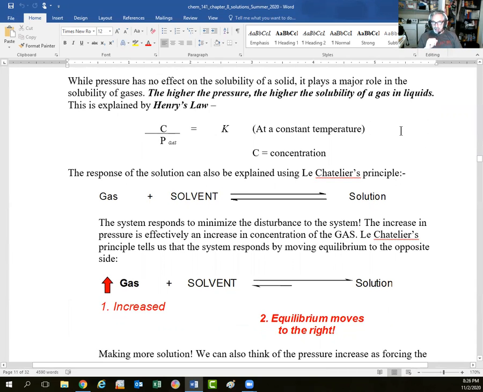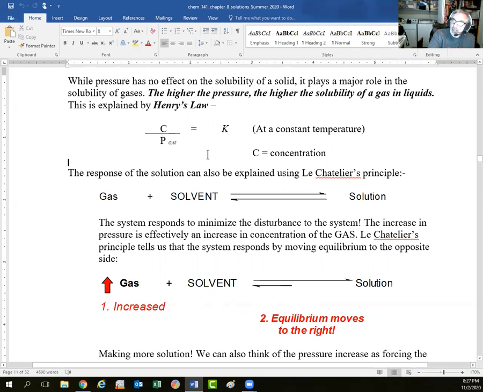Another factor we have to consider when looking at gases in solution is changes in pressure. Solids are not affected by changes in pressure, as we saw in chapter 6 with Le Chatelier's principle. As pressure changed, we only cared about the gases in the system. Only gases are affected. And this is described by Henry's law, which tells us that the concentration of the gas in solution divided by the pressure of the gas around it is equal to a constant. So if you increase the pressure on a system, you'll increase the concentration of gas in that system.